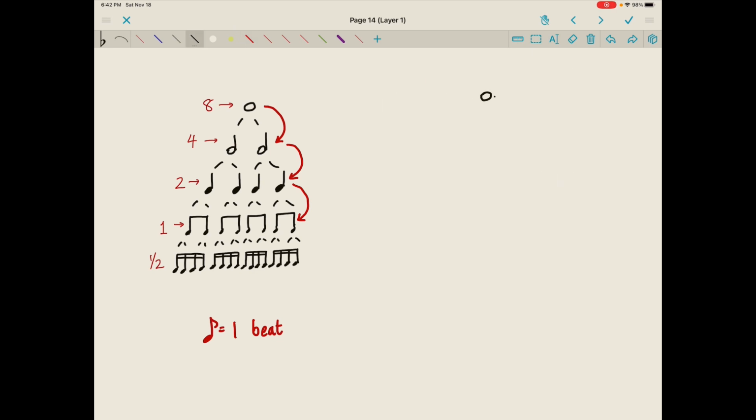So a dotted whole note could be broken down into 2 equal parts, and each of these note values would be a dotted half note. A dotted half note can be broken down into 2 equal parts, and each of these note values would be a dotted quarter note. A dotted quarter note could be broken down into 2 equal parts, and each of these equal parts will be a dotted eighth note.